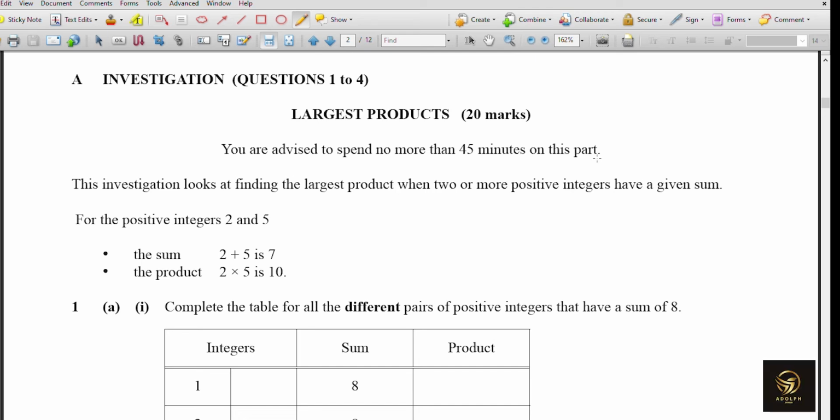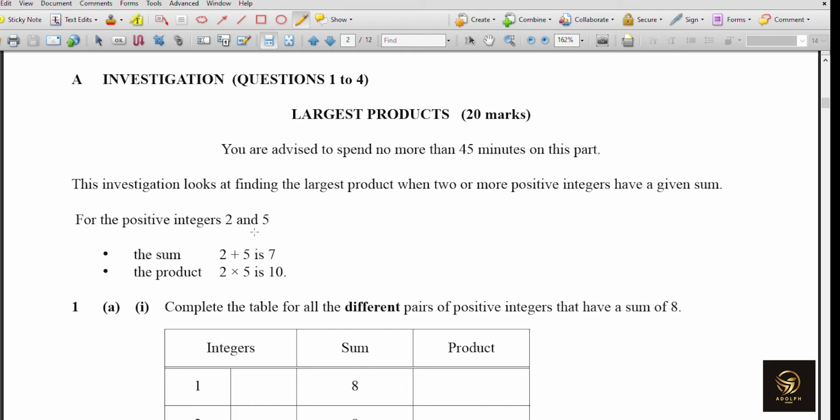Great day, learners. This is a full paper solving of 0607 Cambridge International Mathematics paper 6 and its combination 6-1. We are going to solve investigation and modeling. Let's start the paper. So we are going to start with part A, investigation. The topic is largest products. Let's start reading the question.